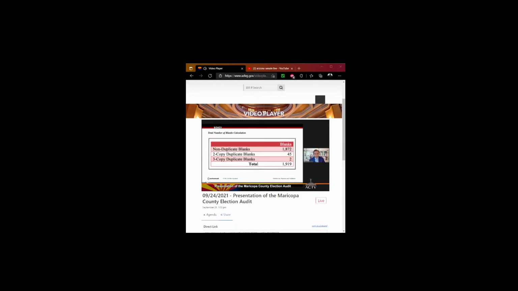If you add the non-duplicate blanks, 1,872, the 2-copy duplicate blanks, 45, and then the 3-copy duplicate blanks, you get 1,919. Similarly for the scribbles: 2,420 for the non-duplicates, 155 for the 2-copy, and 5 for the 3-copy, we get 2,580.